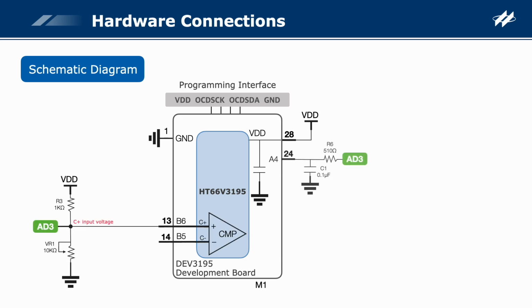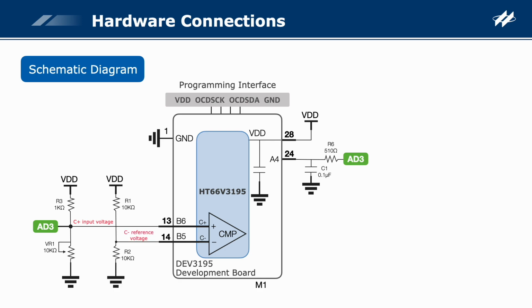On the comparator's positive input side, a voltage divider is formed using a 1K ohms resistor and a 10K ohms potentiometer. By adjusting the potentiometer, we can change the positive input voltage. This voltage then passes through an RC filter before being sent to an ADC pin. The MCU samples it via the ADC and displays the value on the digital tube.